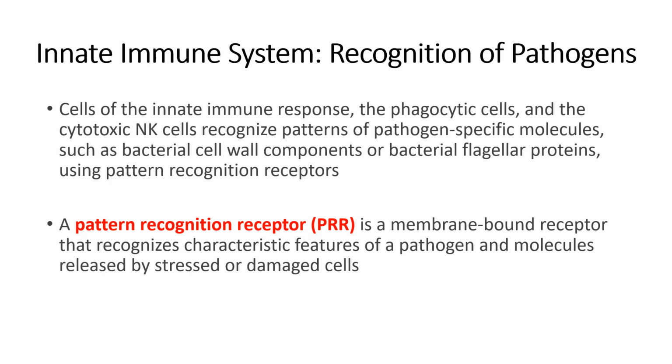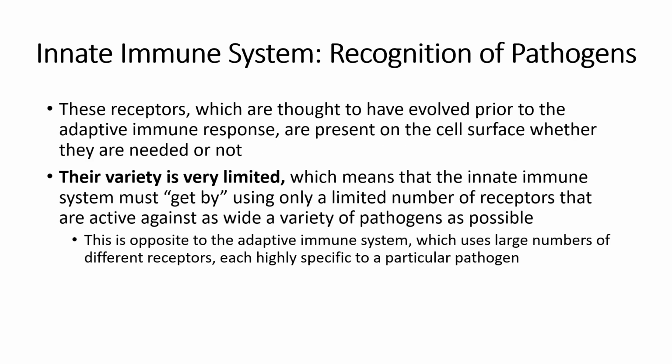So those pathogenic molecules, the pattern recognition molecules, are not specific to one particular species of bacteria, but possibly to, say, a number of different species within a certain genus, or maybe a few different genera of bacteria. They're not particularly specific. So these receptors, which are thought to have evolved prior to the adaptive immune response, are present on the cell surface whether they're needed or not.